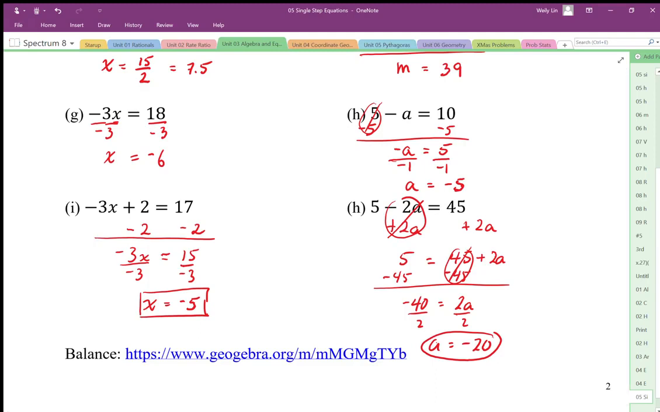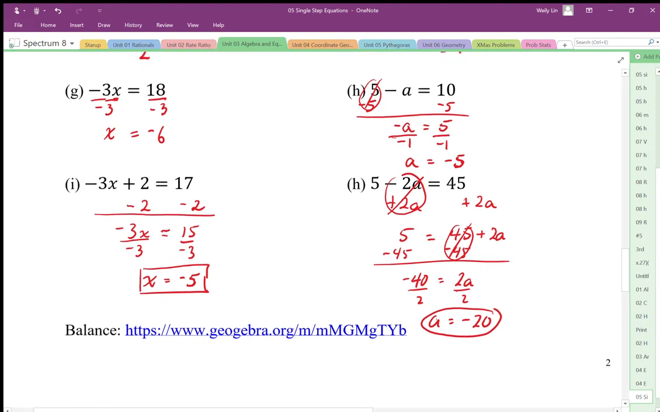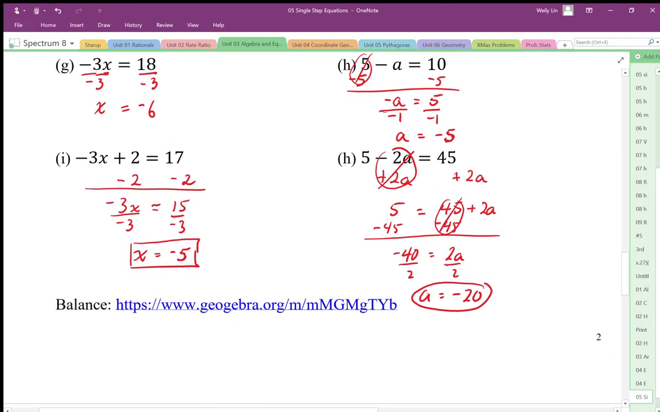Show balance, show opposites. So this link is going to get you to a balance app, and you're going to actually manipulate the balance to solve equations. It's important to understand, because how the balance physically works is how the equation works. Whatever you do physically, there's an algebraic equivalent.